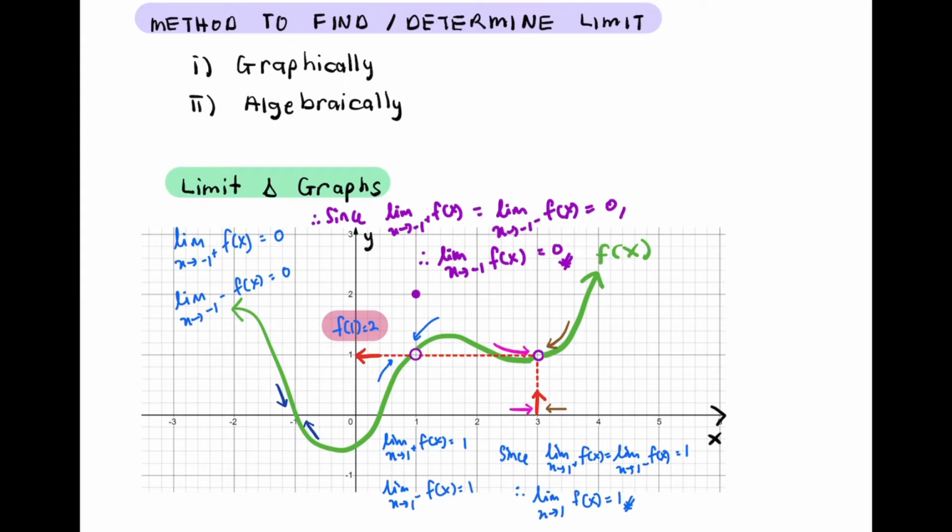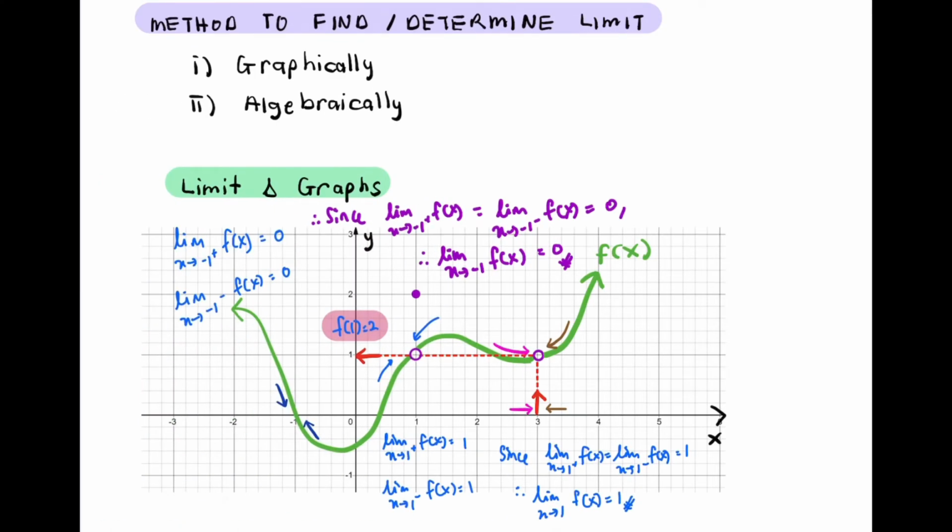For example, you have this graph here, the green line here. Firstly, let us try to find the limit as x approaches 3. This is the point x equal to 3. The limit as x approaches 3 from the right is equal to 1. And the limit of f(x) as x approaches 3 from the left is also equal to 1. Therefore, we can conclude that the limit of f(x) as x approaches 3 is equal to 1.